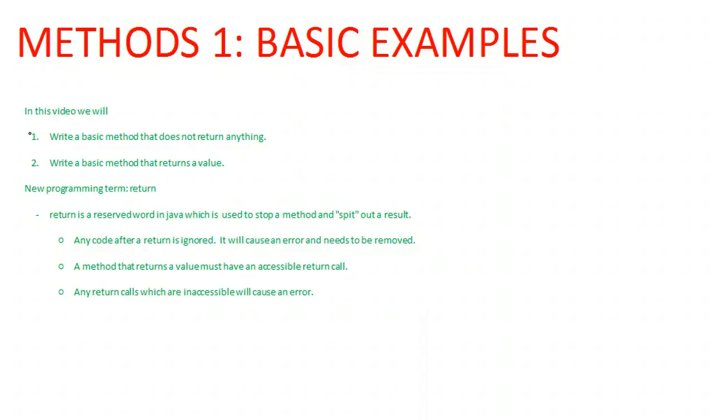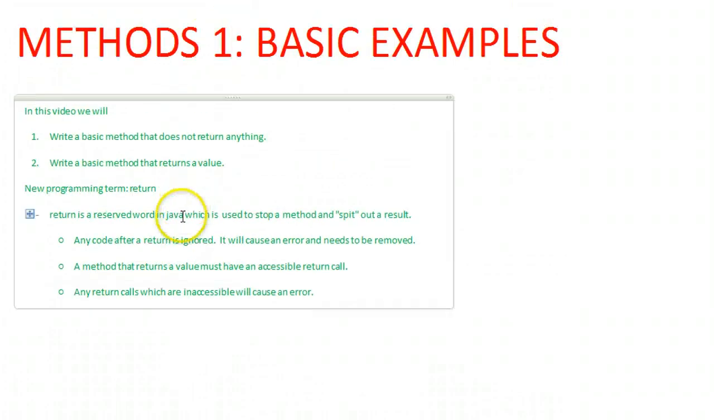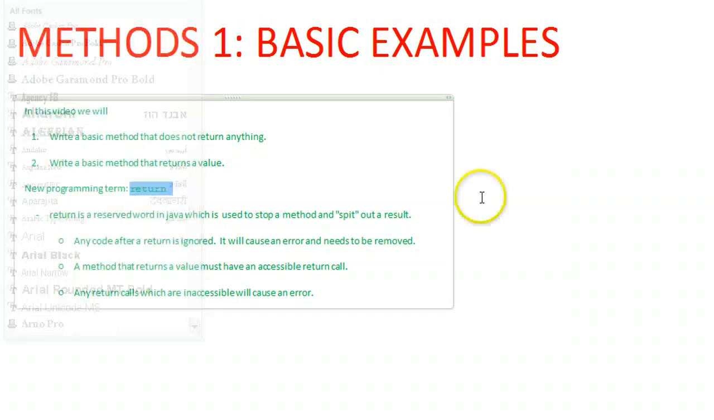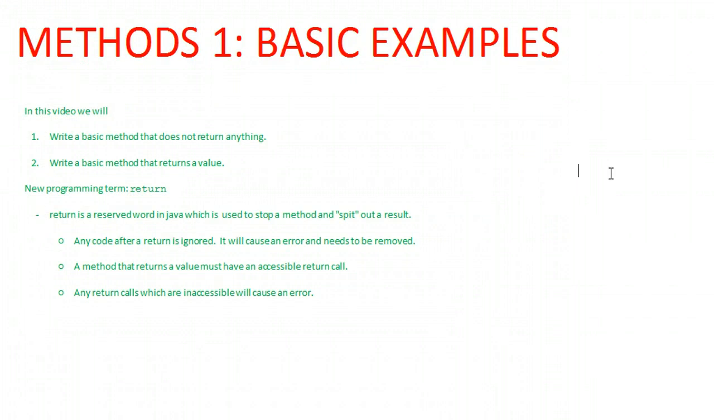A new programming term you're going to see is return. This is called a return statement. And actually, let me change this font right now because it should be Courier New. There you go. Return is what's called a reserved word in Java, which is used to stop a method and spit out a result.